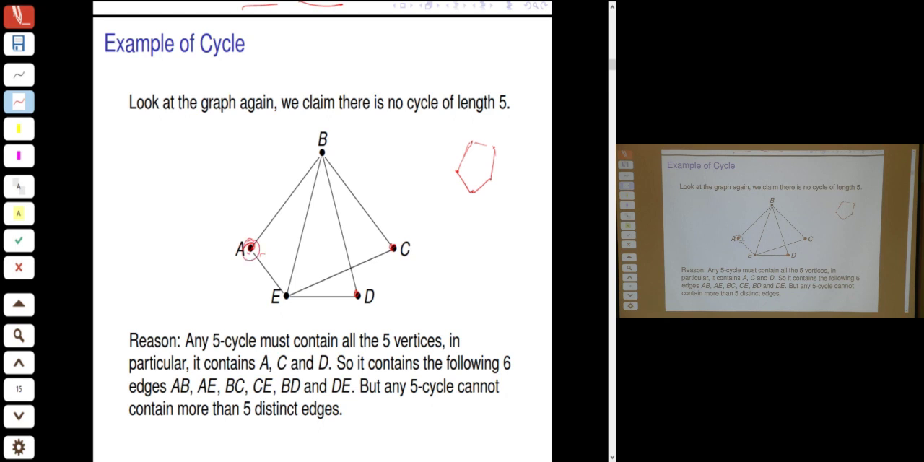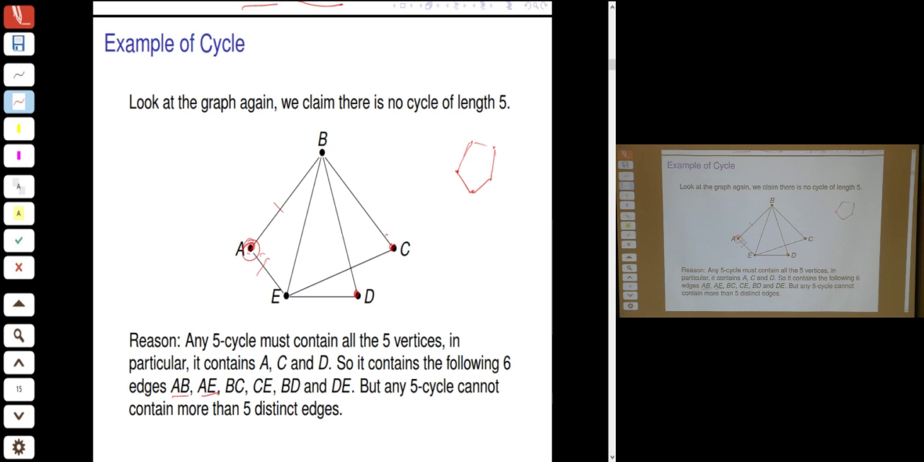then the cycle has to enter A at some point and exit A, right? So if you traverse the cycle, it must contain A because it contains all the vertices. When it comes to A, it must come via a certain edge and depart from A via a certain edge, right? So a cycle must contain both AE and AB, because there are only 2 edges which contain A. So the cycle must enter along one of these edges and exit along the other.